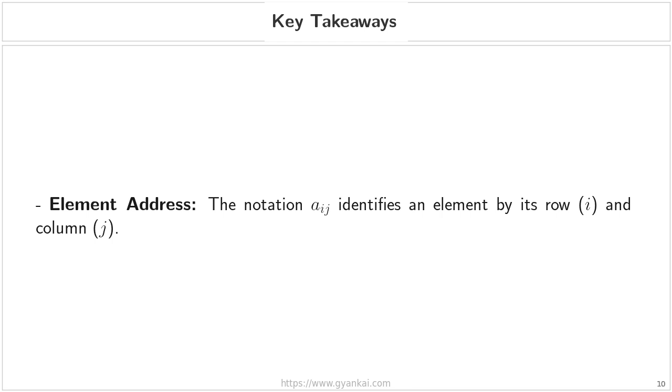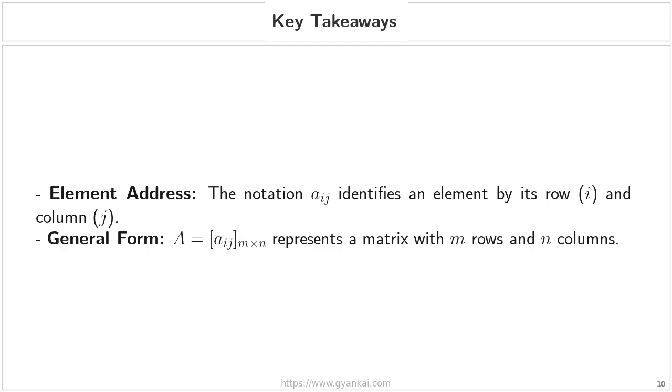Key takeaways. To wrap up our lesson on general element notation, let's go through the key takeaways to ensure everything is clear. First, regarding the element address. Remember that the notation, a sub ij, is essentially the address of a specific number within a matrix, where i identifies the row and j identifies the column. Second, let's review the general form. When you see capital A equals a sub ij in brackets with a subscript of m by n, this is the mathematical way of representing a matrix that consists of m rows and n columns.